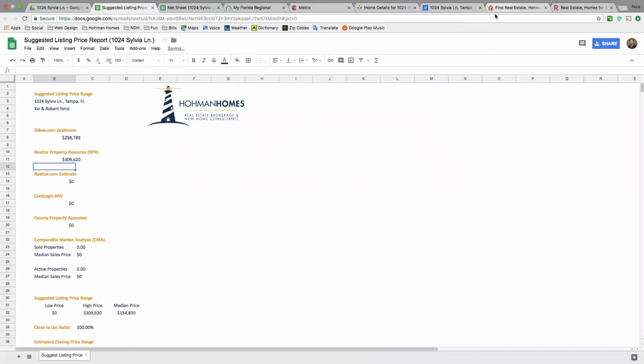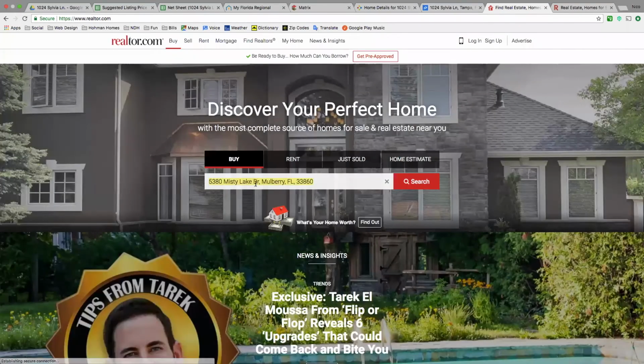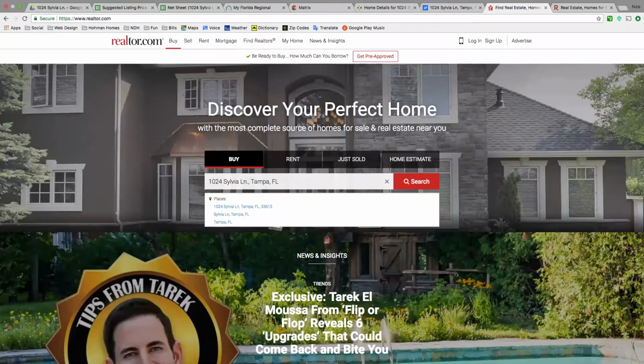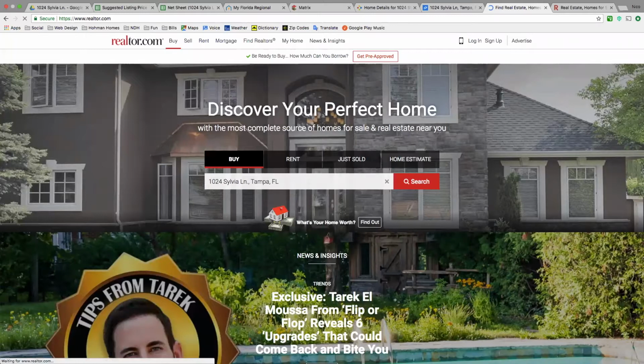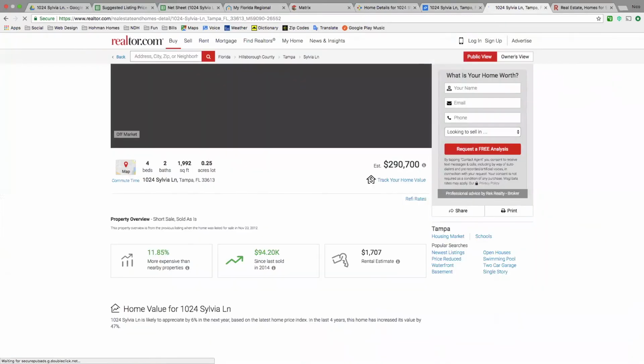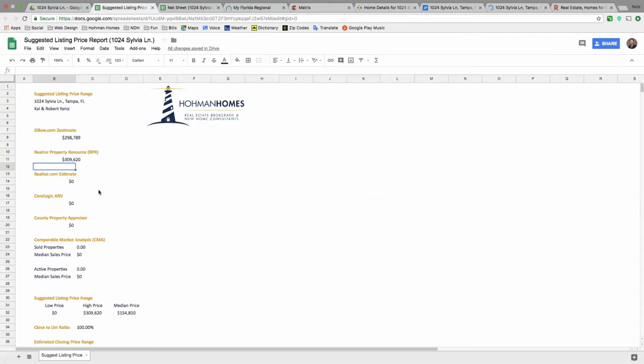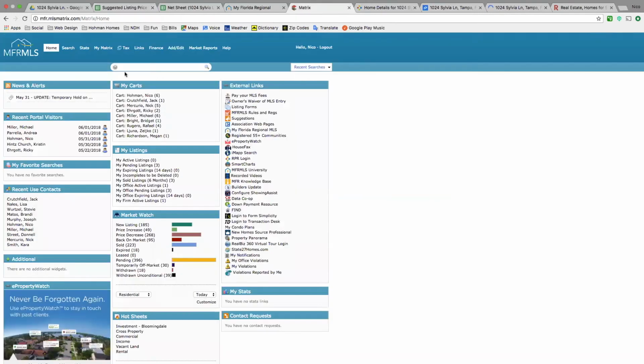Same thing with Realtor.com. We copy and paste that address right into here, and we wait for it to load. We have another estimate, 290,700. Core logic and the property appraiser's information we can pull from the MLS.